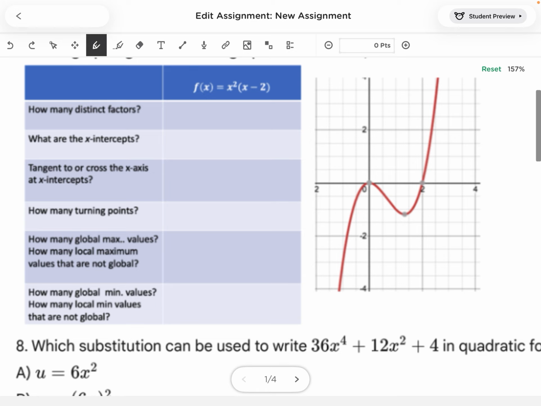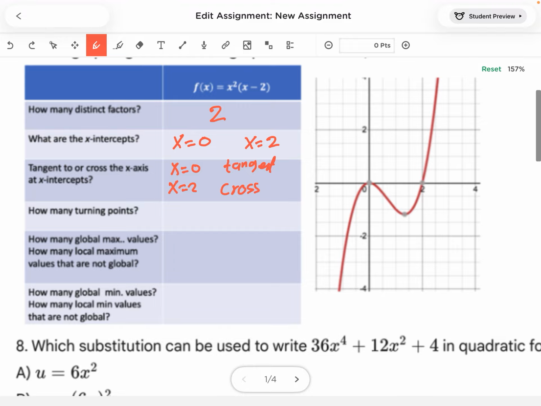So we check how many times the graph crossed or touched the x-axis: 2 times. What is the x-intercept? The x-intercept is at x equals 0 and x equals 2. Does it tangent or cross at x equals 0? We have a tangent. And at x equals 2, the graph crossed the x-axis.